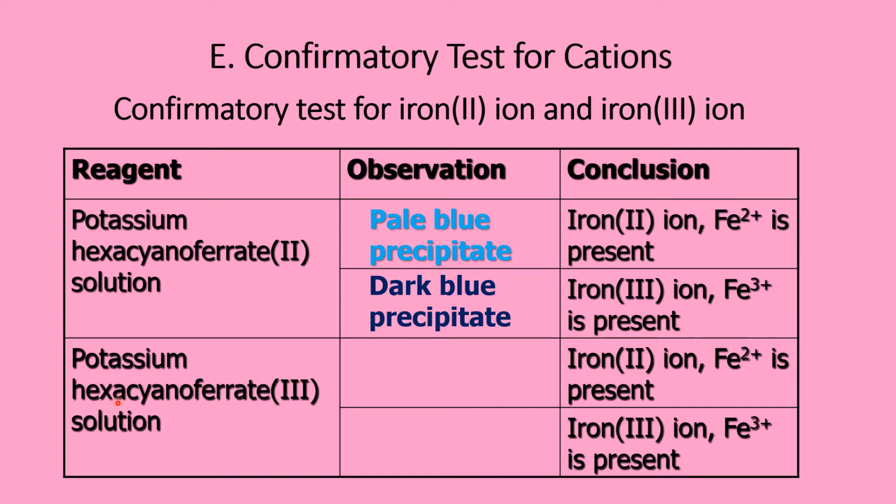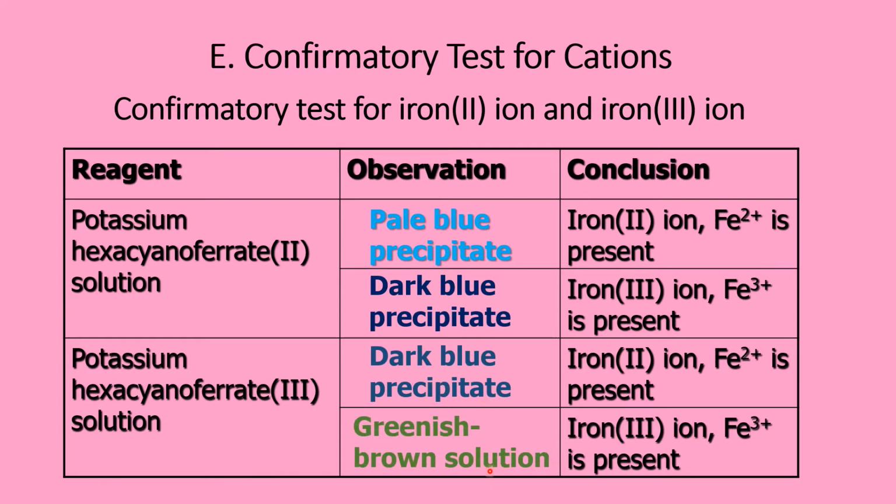Now we go to potassium hexacyanoferrate 3 solution. With iron 2 plus, it will give you a dark blue precipitate, and iron 3 ion will give you a greenish brown solution. More brown color, a little bit greenish. That's the meaning of greenish brown color solution. Okay.